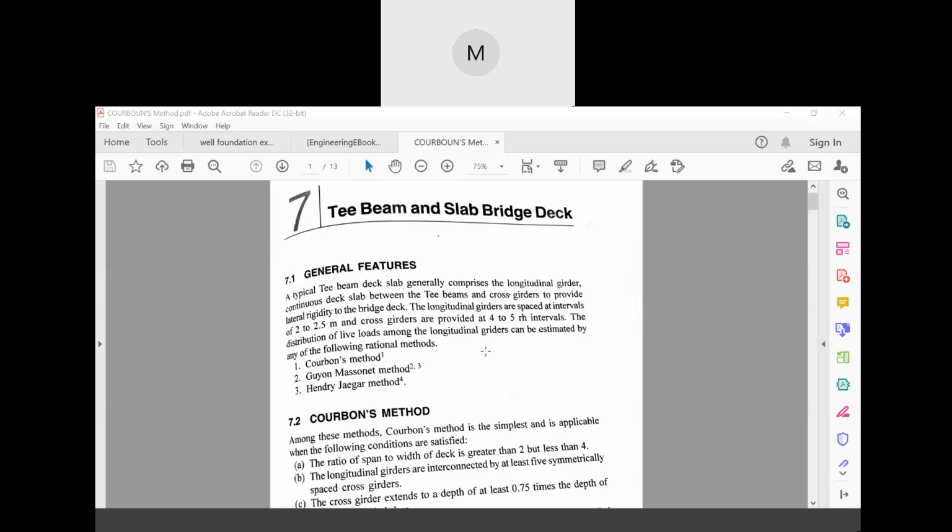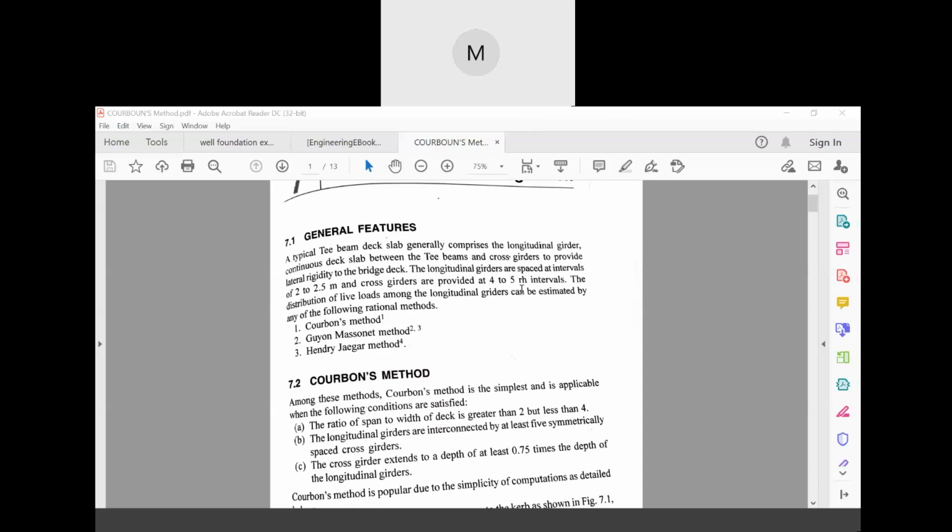Now, a typical T-beam deck slab generally comprises longitudinal girders and a continuous deck slab between the T-beams and the cross girders to provide lateral rigidity to the bridge deck. These are the two things basically that a T-beam bridge comprises.